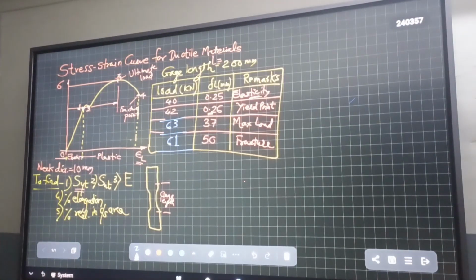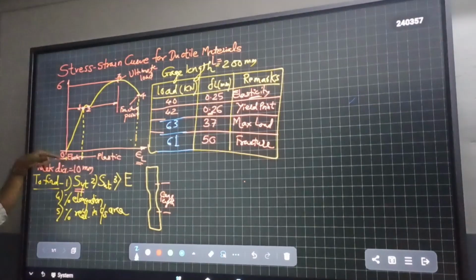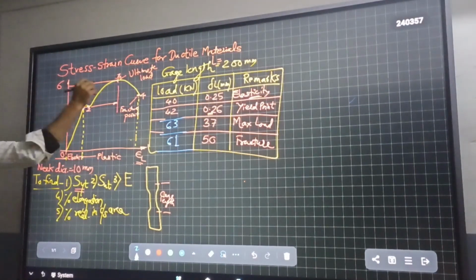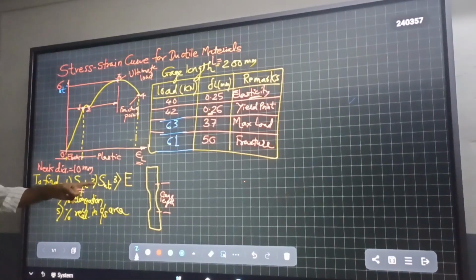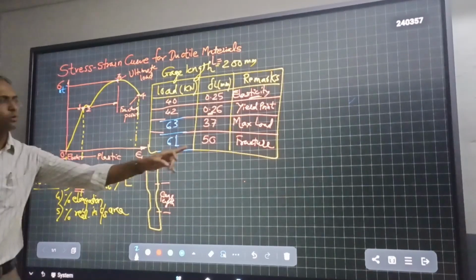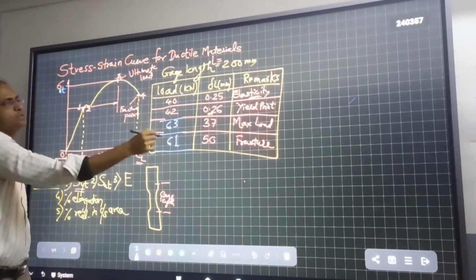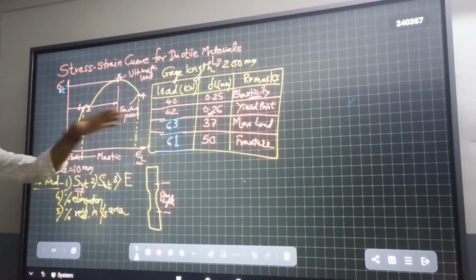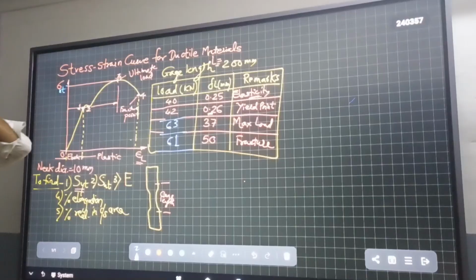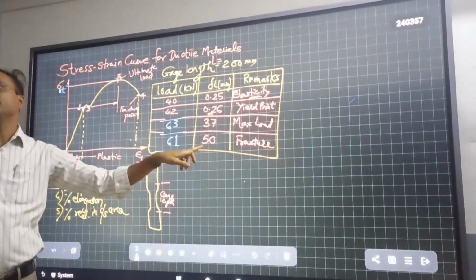Okay. So what is the maximum load? Which point in the diagram? Point B. At point B, load is maximum. So from this, you can get which property? Sigma UT. And lastly, at point 4, when fracture occurs, the load reduces. That value is 61 and the corresponding elongation is 50. That means at the last point, before breaking, the maximum elongation is 50 millimeter.